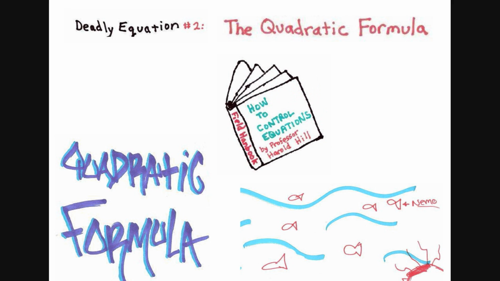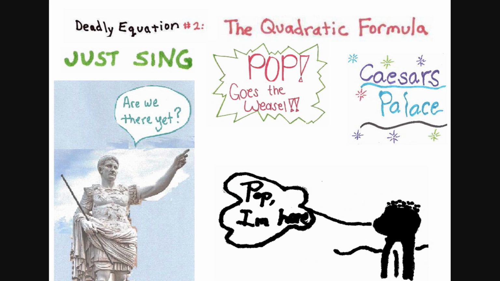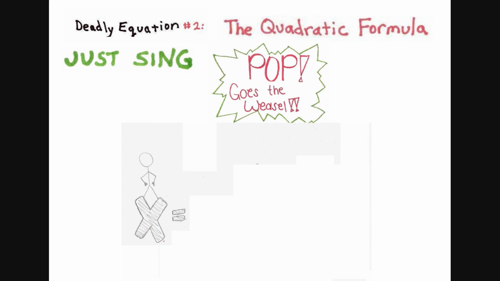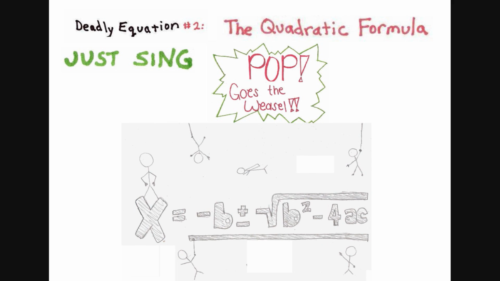I've got an idea. If we recite the formula together, we can control the equation and make it do what we need it to do. But how can we remember the quadratic formula? It's so long. Its neck alone can reach halfway from here to Caesar's Palace. Just sing Pop Goes the Weasel. X is equal to negative b plus or minus square root b squared minus 4ac all over 2a.